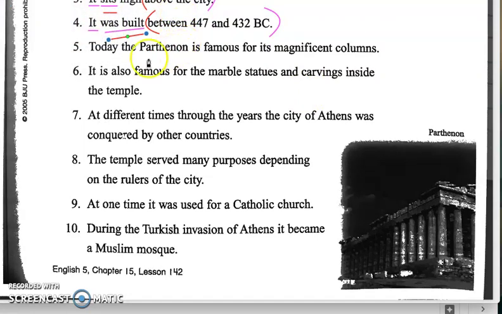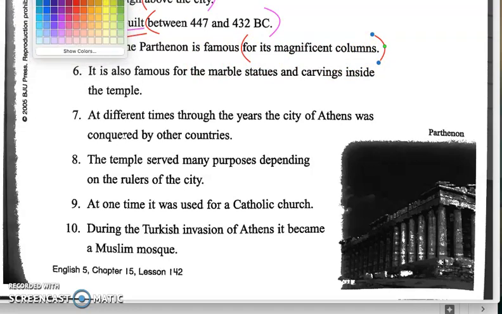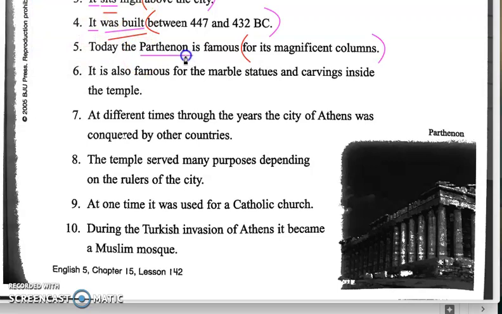Let's find the preposition. For what? For the columns. Its and magnificent, they're just additional words. So for its magnificent columns. So the columns is the object. Okay, what about the subject? The Parthenon is the subject. Is the verb. Again, we don't have commas yet because none of our prepositional phrases are in the beginning of the sentence.